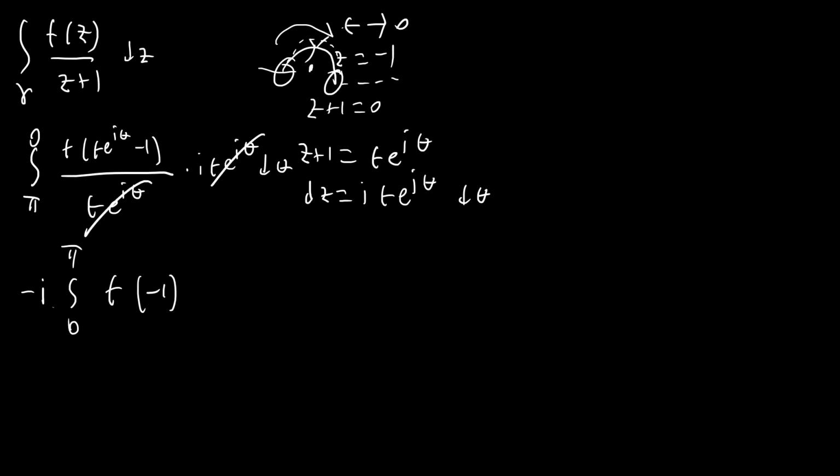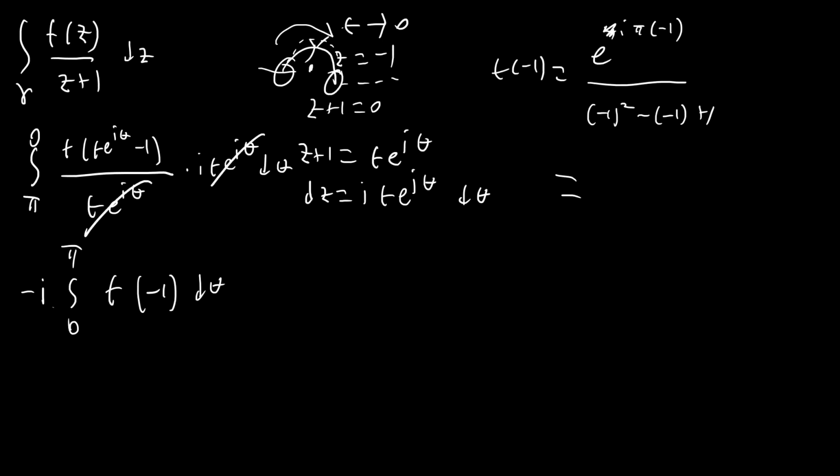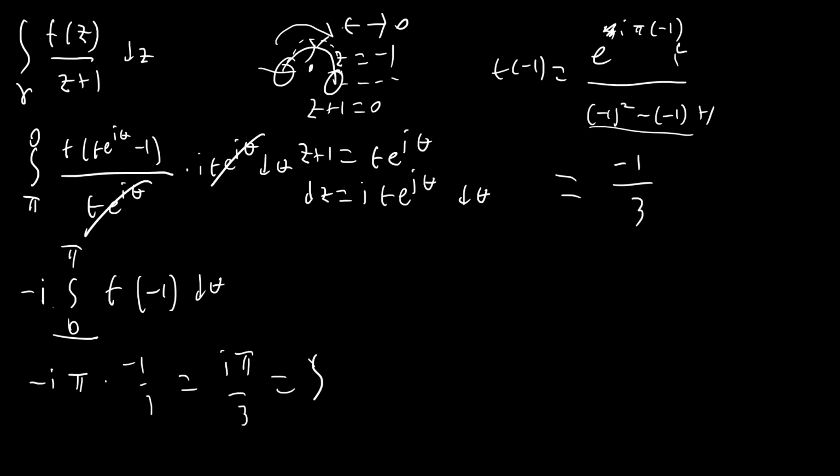Now, as a reminder, f of -1 is going to equal e to the i pi times -1, over -1 squared minus -1 plus 1, or overall we're going to get -1 over 3, right? This is going to be a -1 on the top, and we're going to have 3 over here. So we're going to get negative i pi, because we're integrating from 0 to pi and this is just a constant, times -1/3. So we're just going to get i pi over 3. Nice. So this equals our gamma integral.